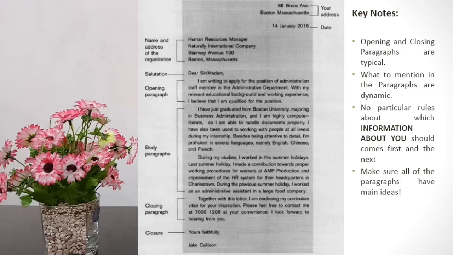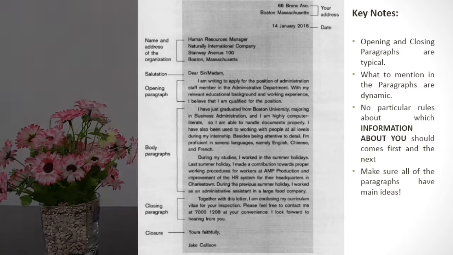This is how it looks like. Now, I'd like you to pay more attention to the paragraphs. As the keynote say, the opening and closing paragraphs are typical. You would open your letter with the purpose and close it with a hope. The way you write it is indeed quite various. What to mention in the paragraphs are dynamic. It means that there are no particular rules about which information about you should come first and the next. Just make sure all of the paragraphs have main ideas.